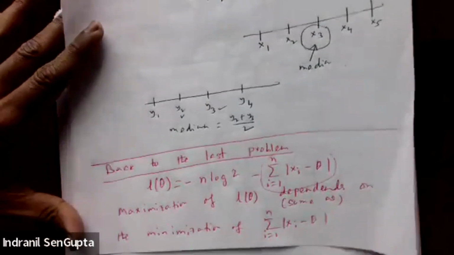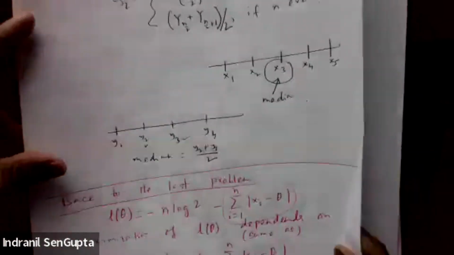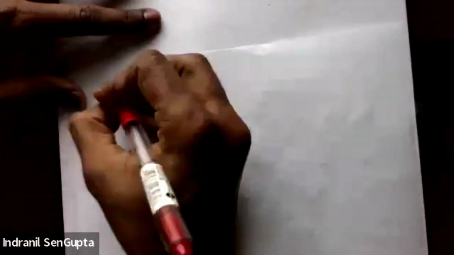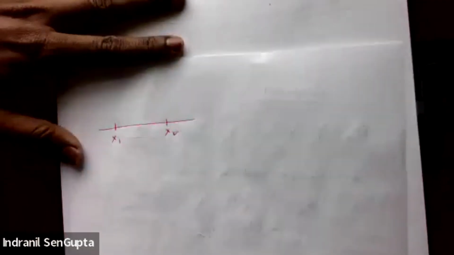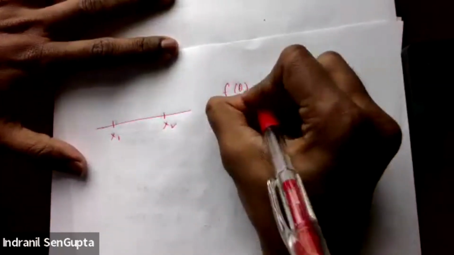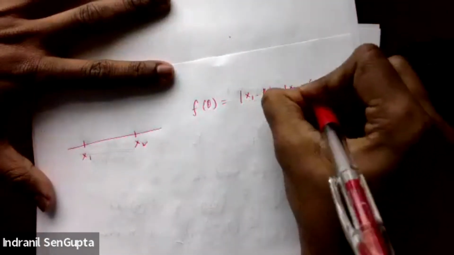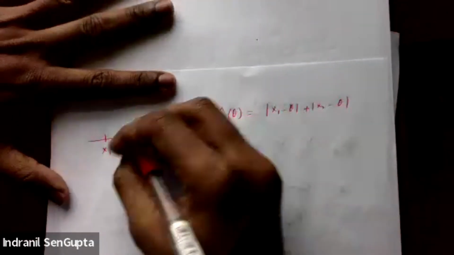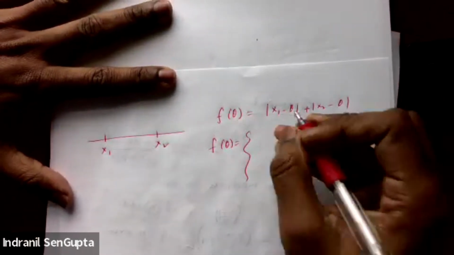Okay, now this is a very well-known problem: how to minimize this quantity for various cases. So just in order for us to think, suppose we have just 2 points, x1 and x2. Then you can define a function f(theta), which is |x1 minus theta| plus |x2 minus theta|. Now you can easily check the form of this function. I'll leave it up to you.